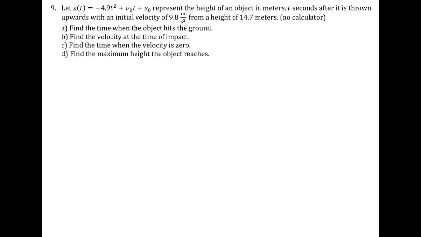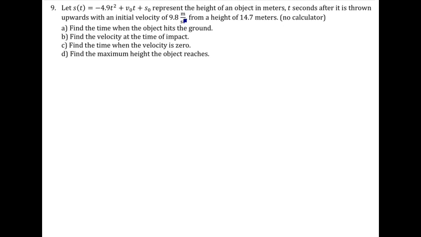That's a typo. That should say meters per second, not meters per second squared. So let's go ahead and cross that off. That should not be there. An upwards initial velocity of 9.8 meters per second and a height of 14.7 meters. And we want to know A, what time does the object hit the ground?